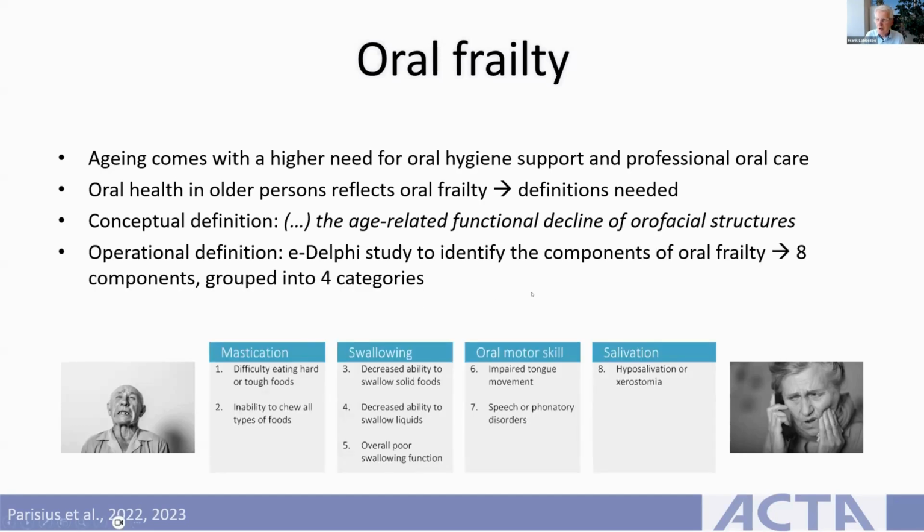And then he came up with an operational definition, because the conceptual definition, that's fine, but now you want to measure it. So he did an international e-Delphi to investigate which components are most characteristic of oral frailty. And he came up with 8 components that were grouped in 4 categories. The categories are mastication, swallowing, oral motor skills, and salivation, which is, let's say, dry mouth. And you can see the components beneath it, which are very detailed, but if you have difficulty chewing, difficulty swallowing, difficulty with speaking or moving your tongue around, and if you have a dry mouth or too little saliva, these are all parts of the operational definition of oral frailty. And he is now working on an instrument to measure oral frailty.